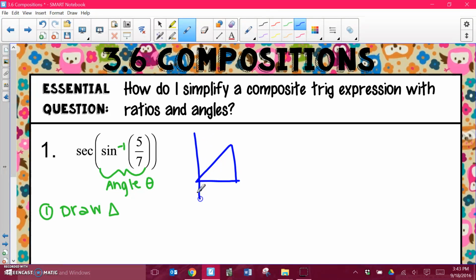since it is positive, wow, I should have drawn my quadrant first. So since it's a positive sine value, we know we're in quadrant 1. And so sine is going to be opposite over hypotenuse. So we have 5/7, and 7 is my hypotenuse. So when I look here, I can go ahead and use the Pythagorean theorem in order to find that missing side.